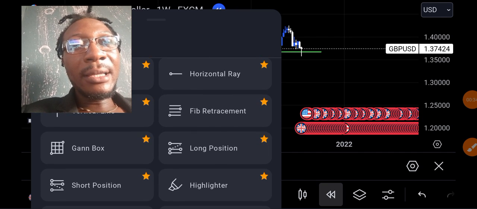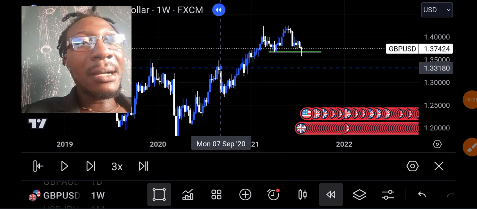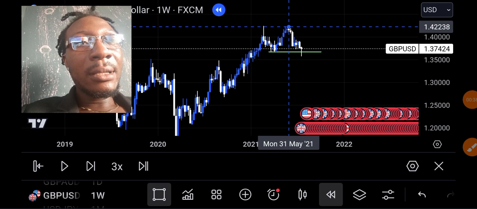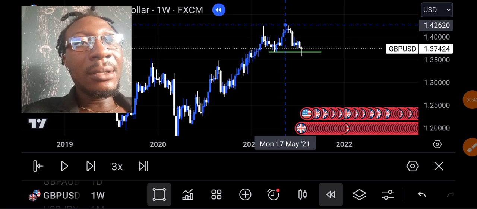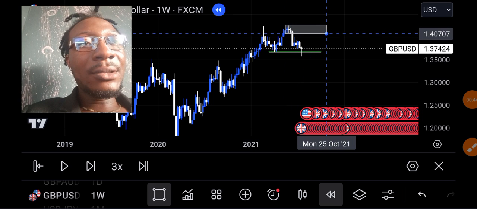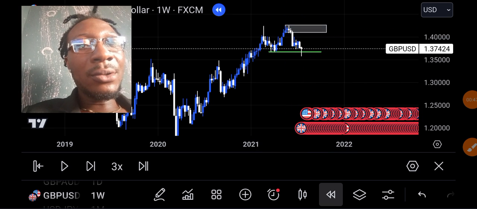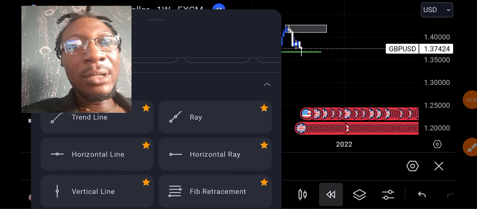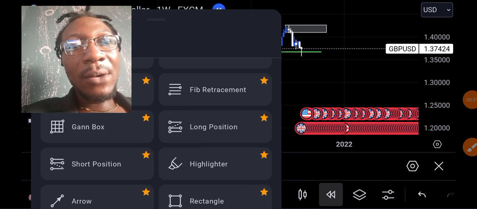Don't forget, this is how we trade. We always mark out two zones. Okay, this is the weekly time frame. We mark out two zones. What do we expect? We expect price to come back into our zone, so we call it the golden zone. All right, into our golden zone.